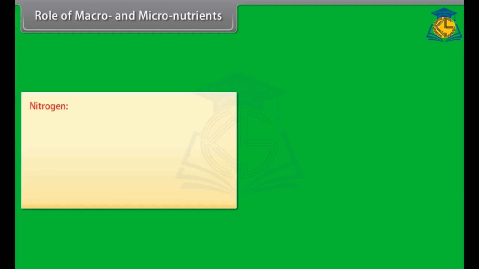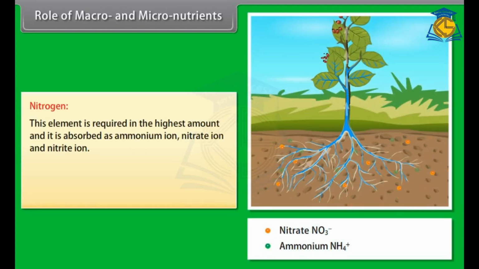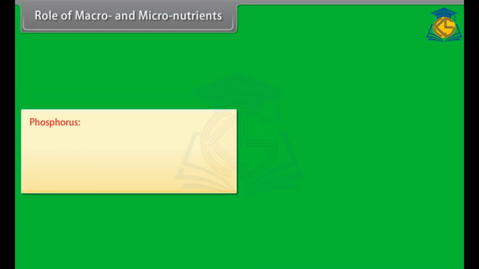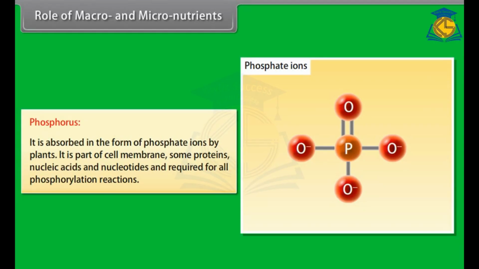Role of macro and micronutrients. Nitrogen. This element is required in the highest amount and it is absorbed as ammonium ion, nitrate ion, and nitrite ion. It is required for meristematic tissues and metabolically active cells. It also helps in formation of proteins, hormones, nucleic acids, etc. Phosphorus. It is absorbed in the form of phosphate ions by plants. It is part of cell membranes, some proteins, nucleic acids, and nucleotides, and is required for all phosphorylation reactions.